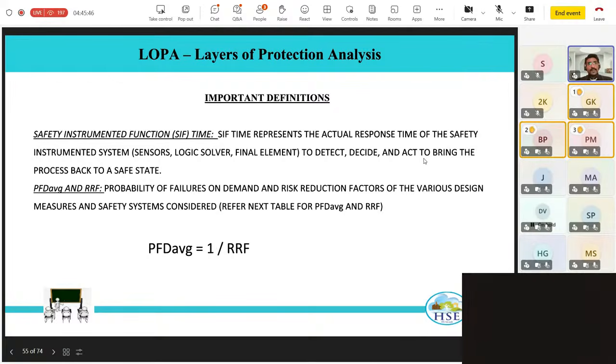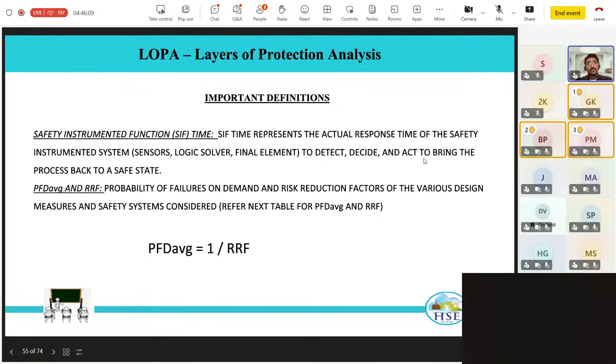So the total cumulative time that all these three components, along with their software and hardware, require to respond is called the SIF time. This is the time they require to detect, decide, and act to bring the process back to a safe state. Now you look at it, each element of this has its own sensitivity, accuracy, and response time.